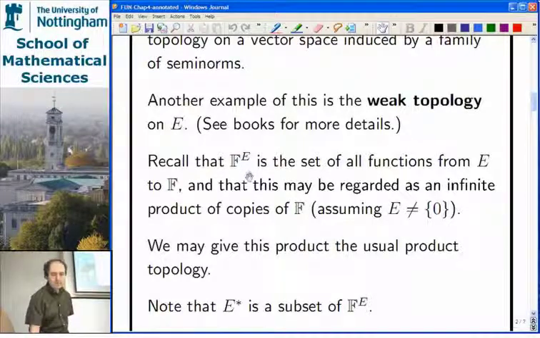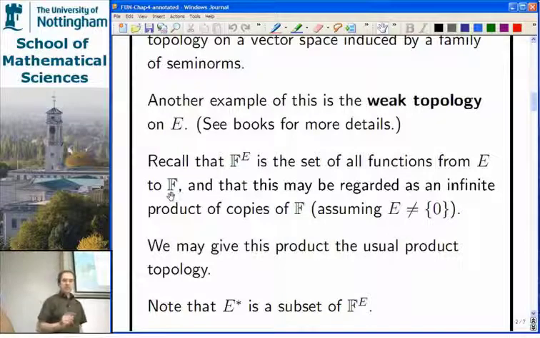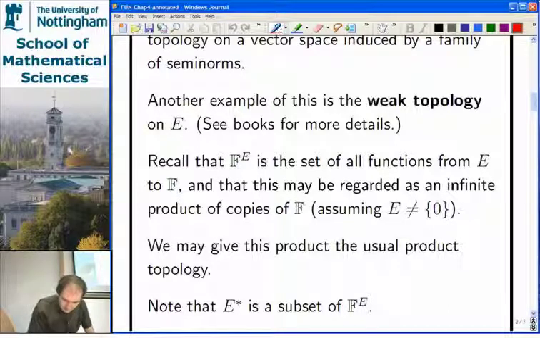And let's have a look at what is this F to the power E. This is similar to something you looked at on the question sheet. So what does that mean? It's the set of all functions from E taking values in F. But of course, that's also the infinite product of copies of F, and you can give it the product topology. So you can think of that as the product over x in E of lots of copies of F.